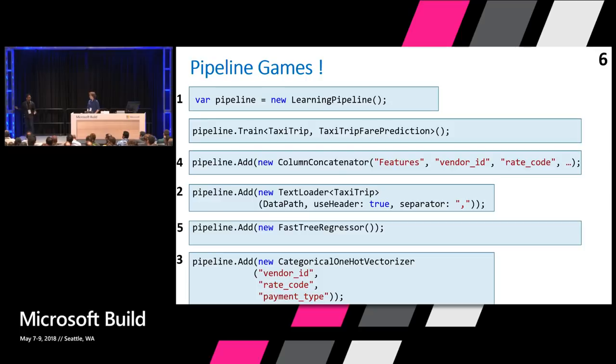And Gal, what does a tree regressor actually do? It trains a boosted decision tree for a regression task. So you'll notice there's fast tree for several tasks in ML.NET, for regression, for classification, and so on.